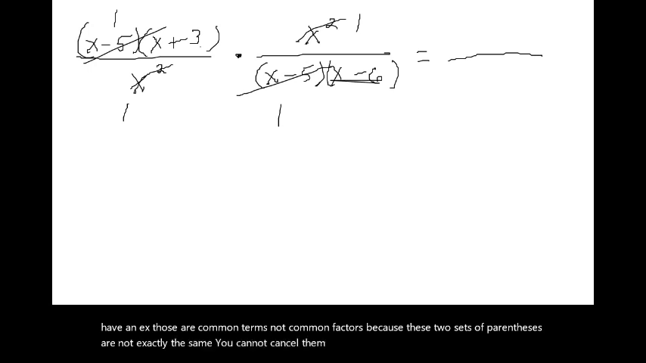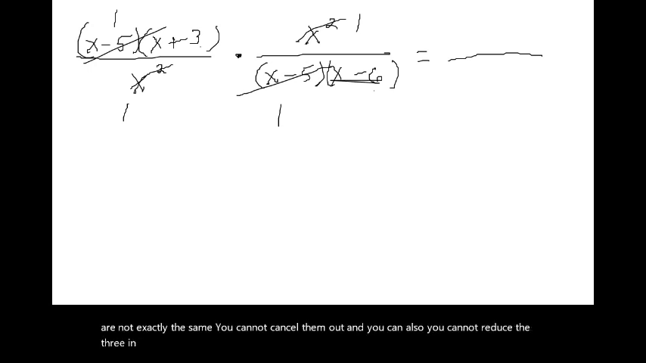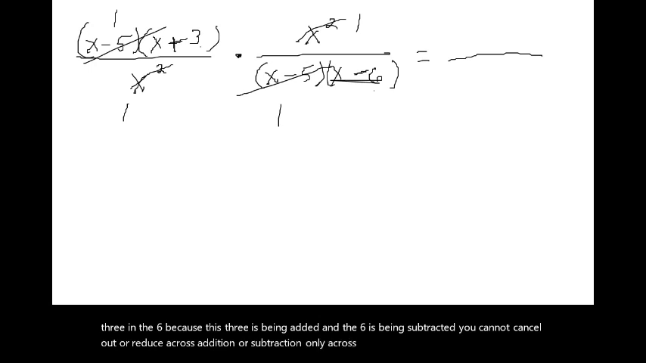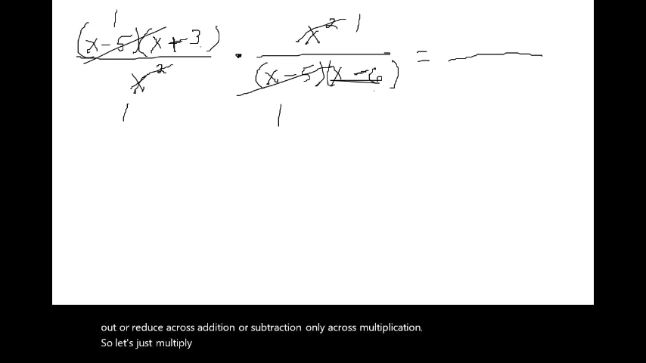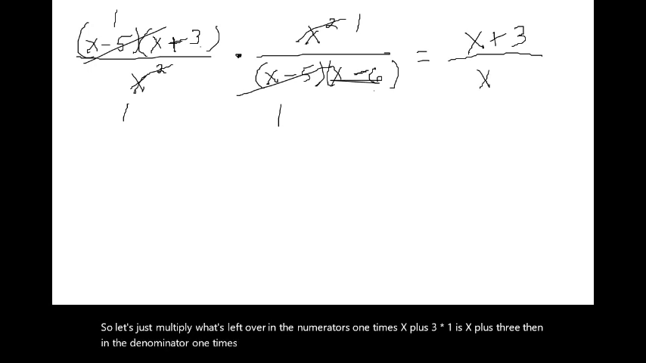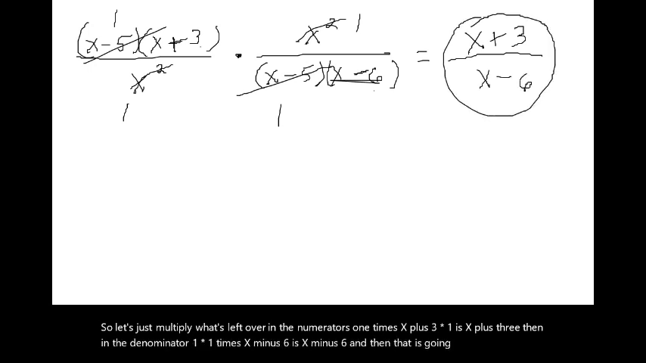And you cannot reduce the 3 and the 6 because this 3 is being added and this 6 is being subtracted. You cannot cancel out or reduce across addition or subtraction, only across multiplication. So let's just multiply what's left over in the numerators. 1 times x plus 3 times 1 is x plus 3. Then in the denominator, 1 times x minus 6 is x minus 6. And then that is going to be our final answer.